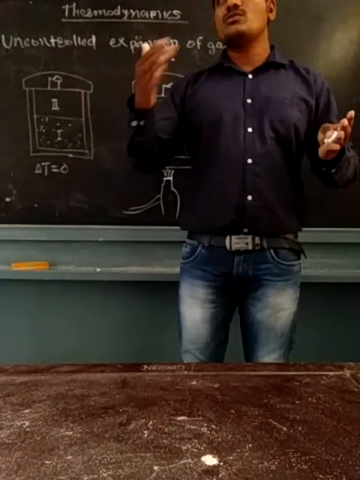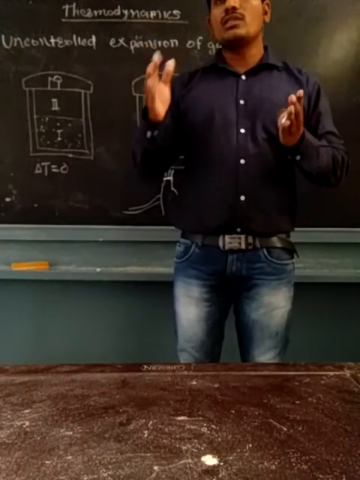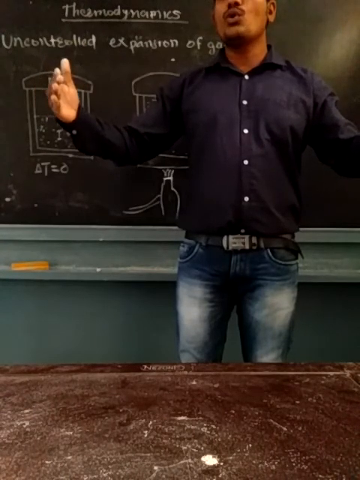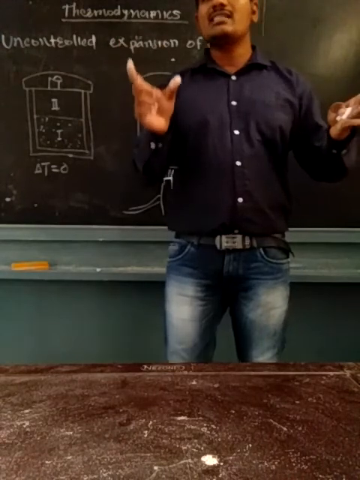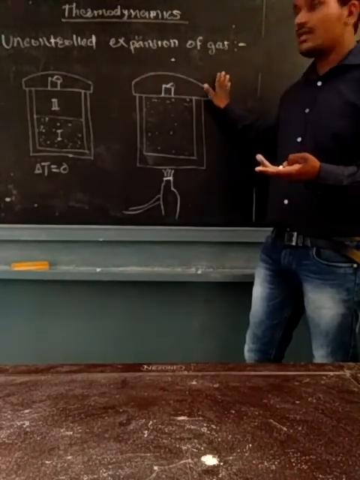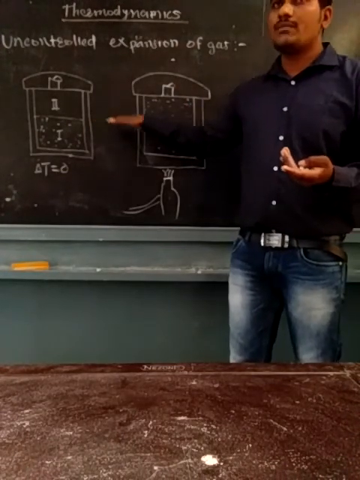As you may have seen in the video of the Hiroshima Nagasaki attack, there is also an uncontrolled way of expansion. There is no control over those gas molecules. That is also an example of uncontrolled expansion of gas. This is uncontrolled expansion of gas. So if you want this diagram, you can take this.